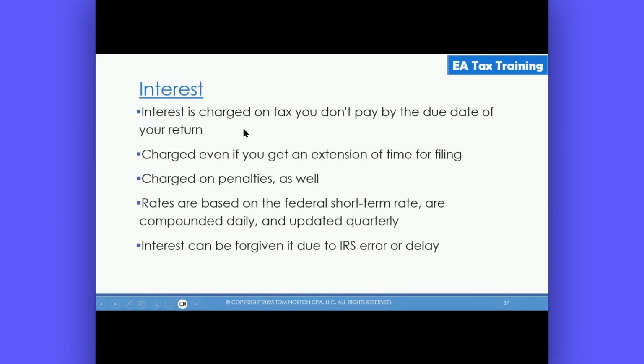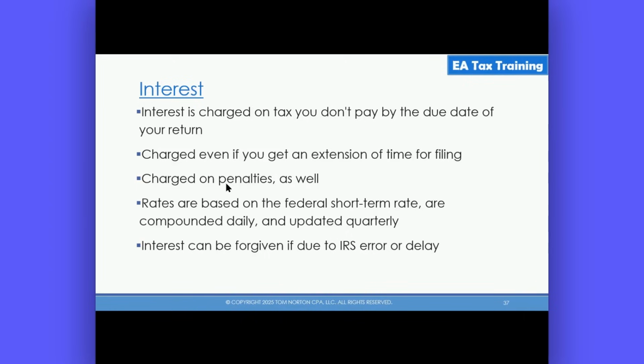Interest. If you don't pay when you are supposed to pay, the IRS will charge you interest in addition to penalties. That interest will be charged even if you get an extension of time for filing, and the interest is charged on the penalty as well. So if you don't file and or pay on time, not only are you going to get charged penalties, not only are you going to get charged interest, you are also going to get charged interest on your penalties.